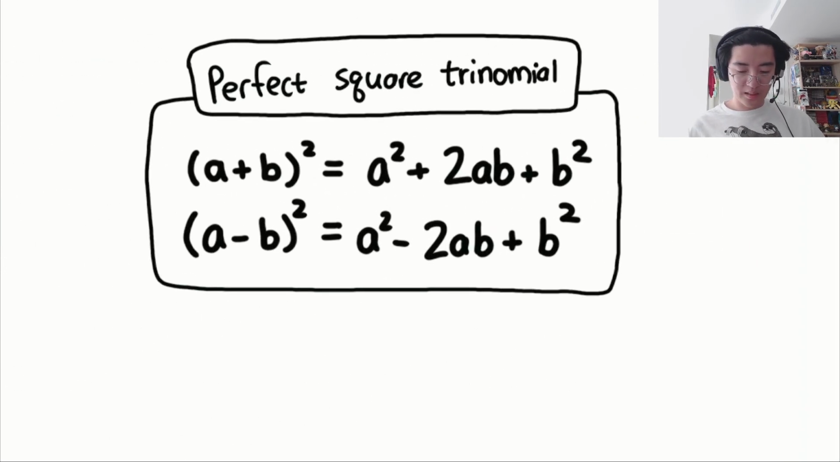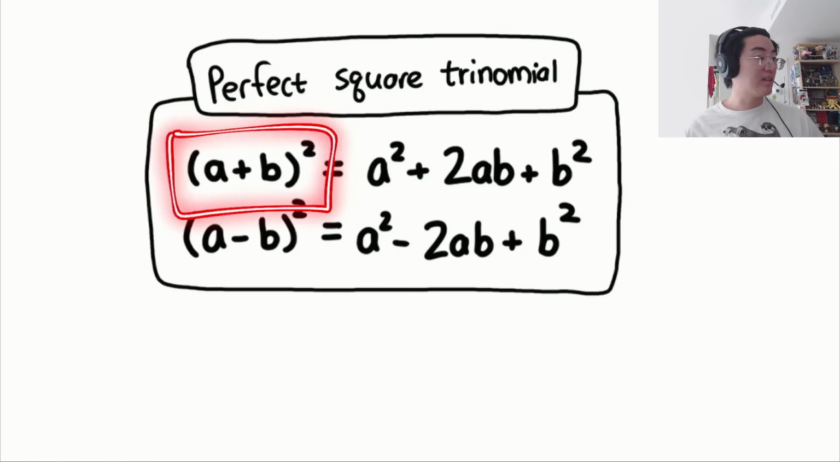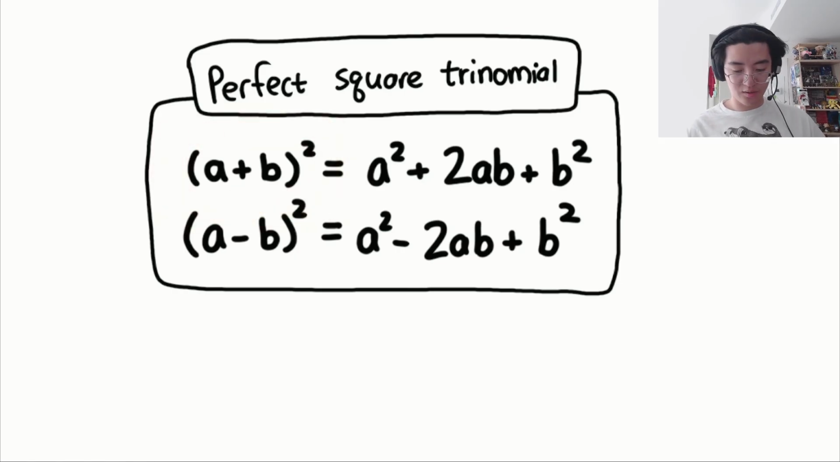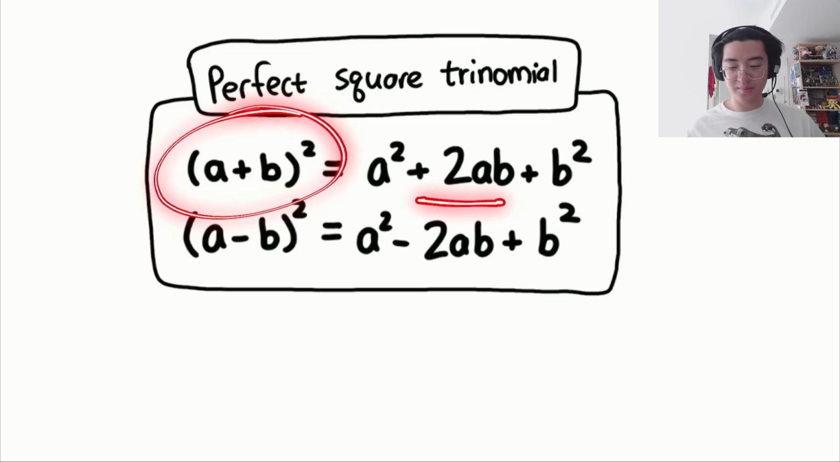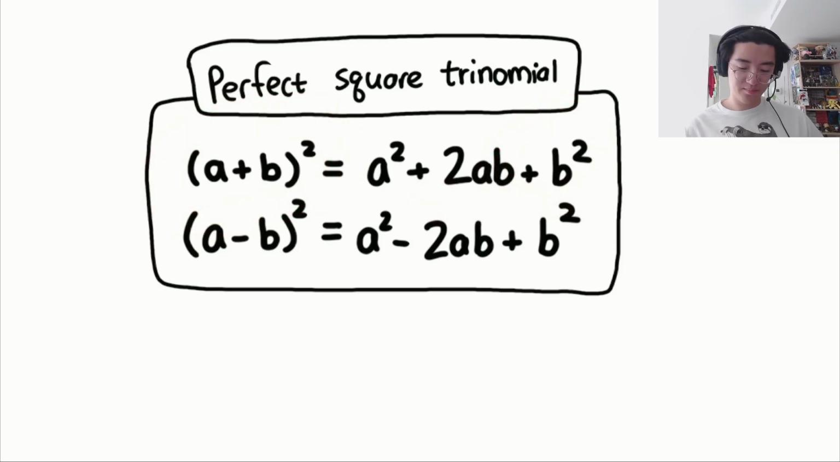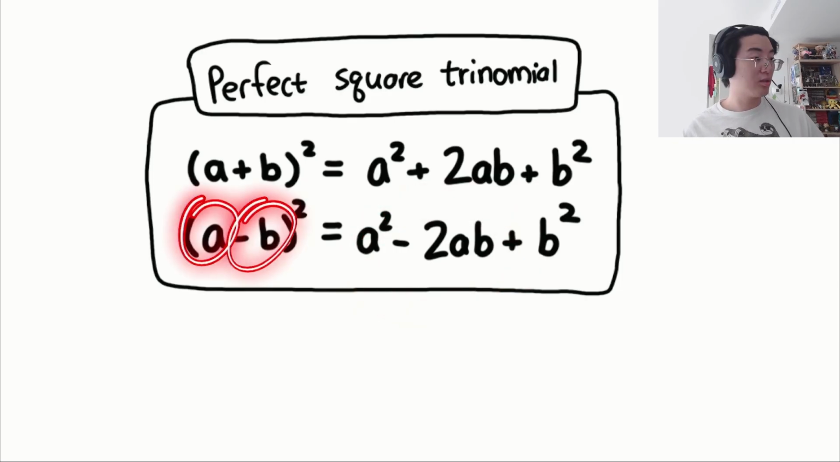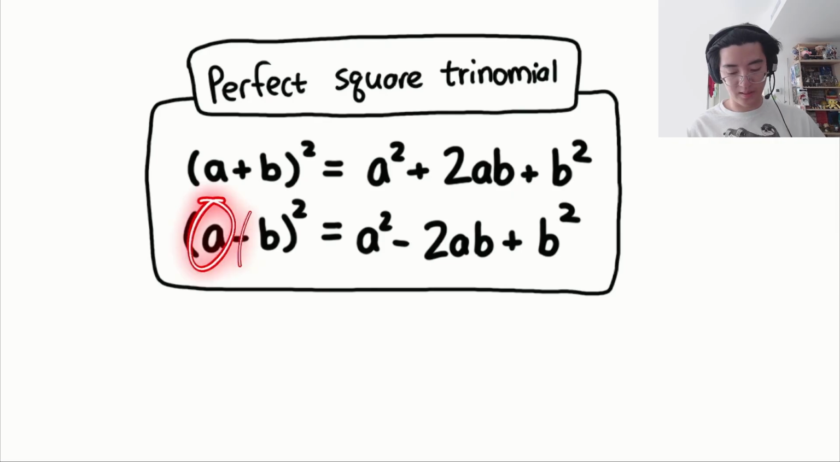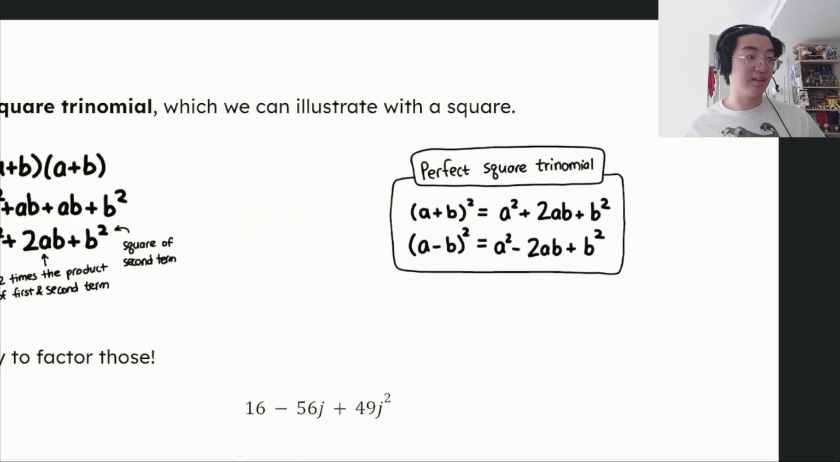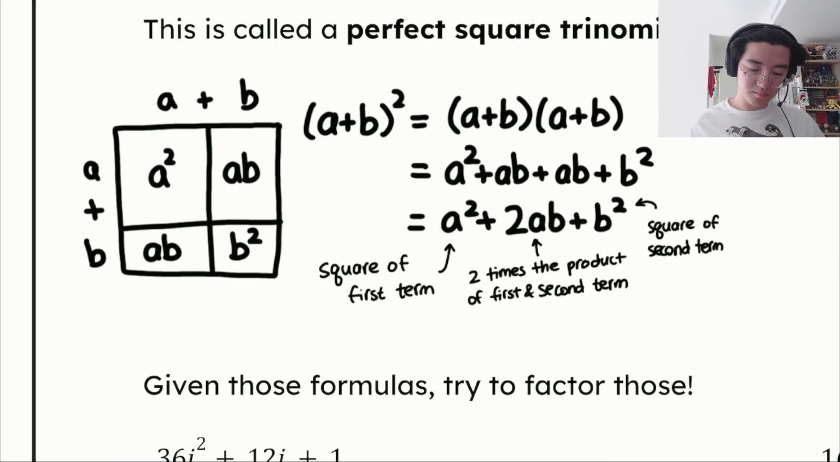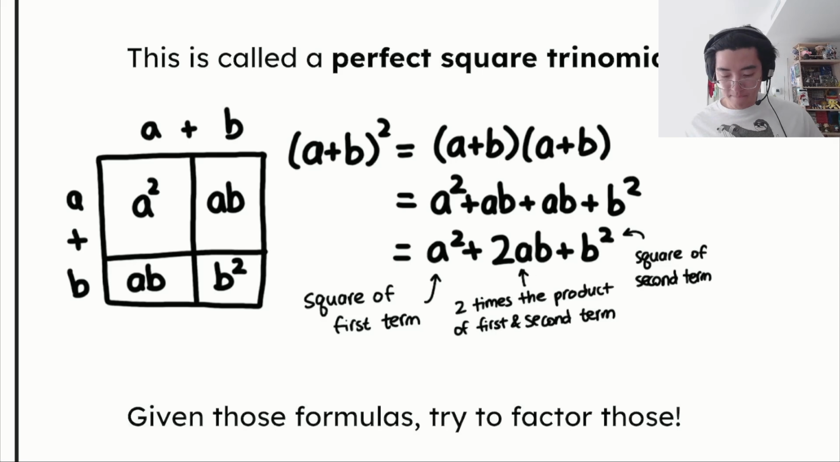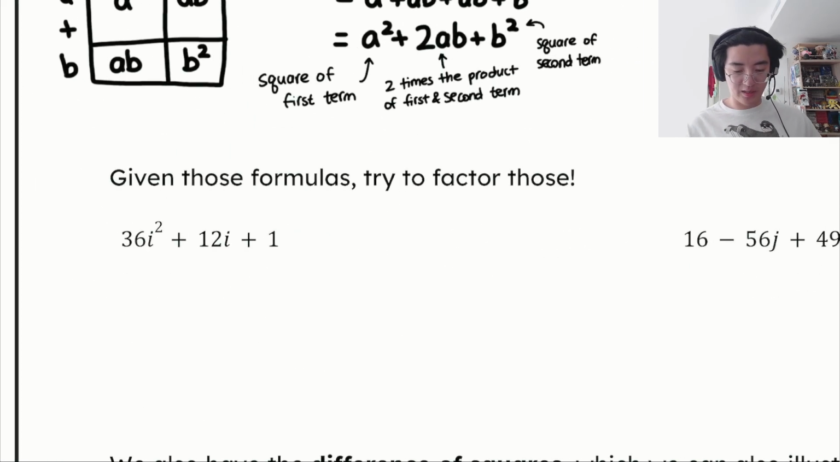Right, so pretty much saying that this a plus b squared is square root of the first term plus 2 times first and second term, and then square root of the second term. If it's minus, the same idea, square root of first term, and we subtract those two terms, right? 2 times this term, and then plus b squared. Right? So yeah, this is pretty much what we just covered. So again, we can try a few more of those.